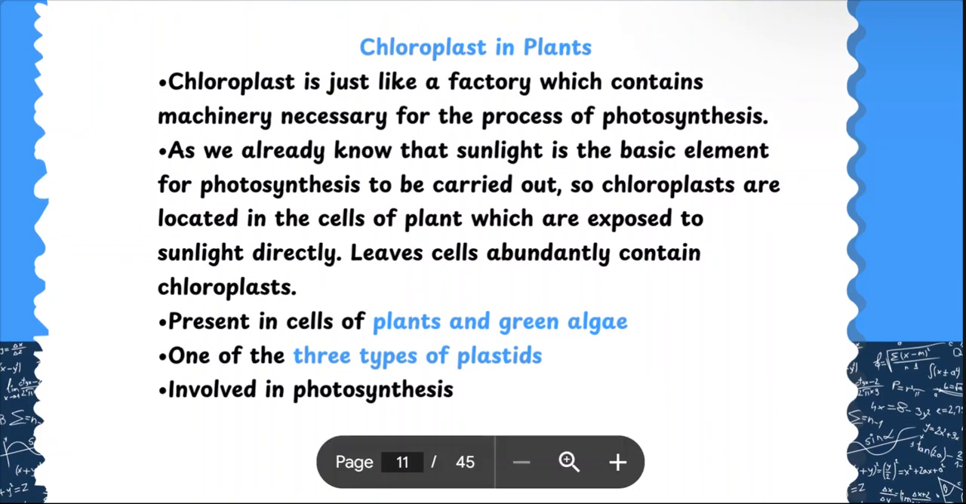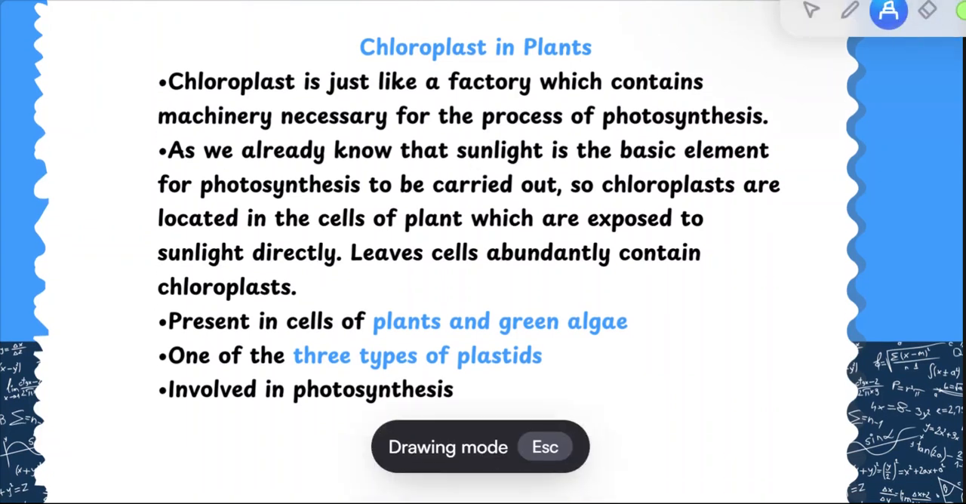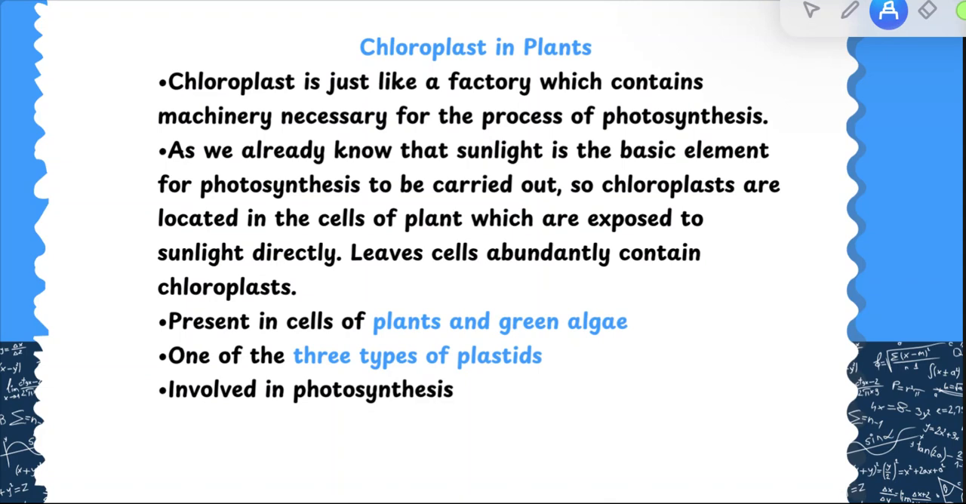So let's talk about chloroplasts in plants. A chloroplast kya hai? It's just like a factory that contains machinery that is necessary for photosynthesis. And we know that sunlight के बगैर photosynthesis हो ही नहीं सकता. So chloroplasts are located mostly in the cells of the plant that are directly exposed to sunlight. ठीक है ना? And these cells abundantly contain chloroplasts.